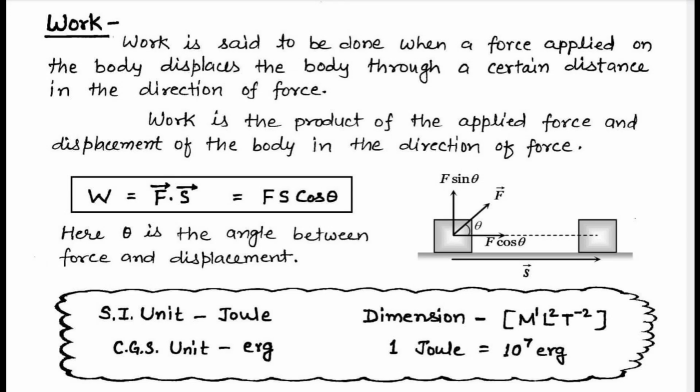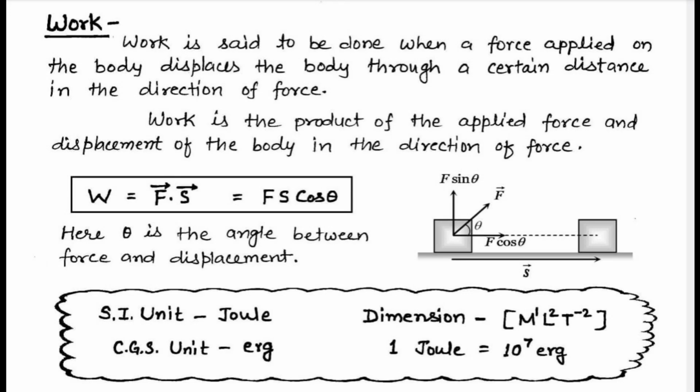But in science, work is said to be done when a force applied on a body displaces the body through a certain distance in the direction of applied force. So the expression for the work done is W is equal to Fs. So you can clearly observe the diagram. Here in the diagram, an object is displaced by the distance x from one position to another position.